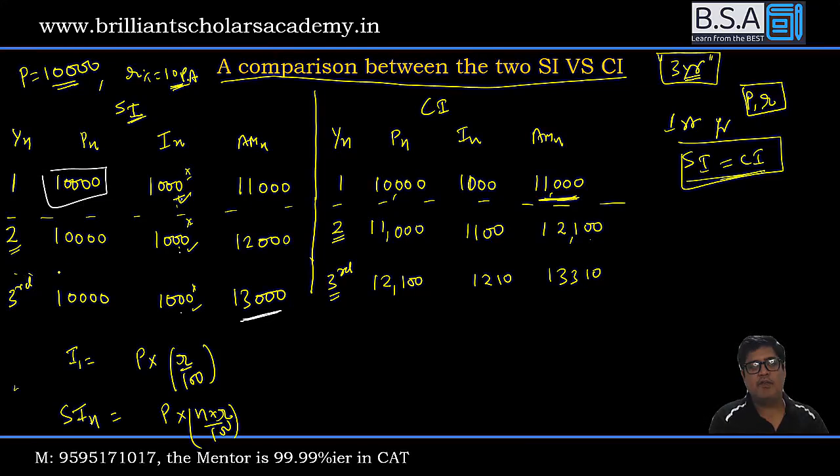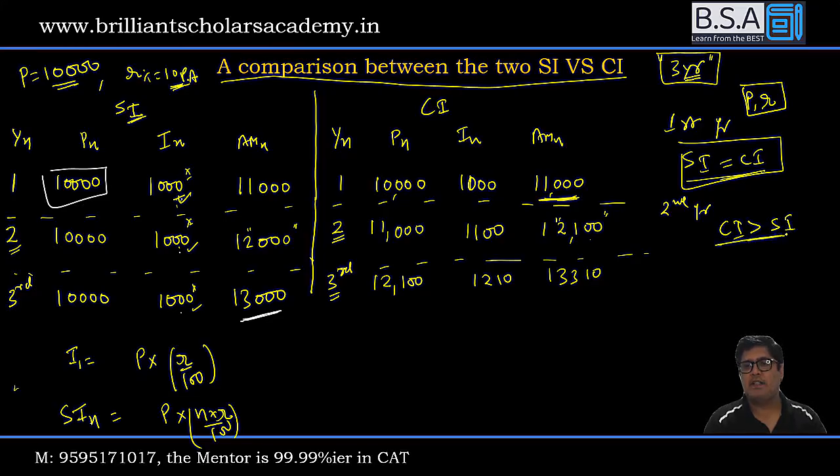You notice from the second year onwards, see, there is 2000 rupees interest earned and there is 2100 rupees interest earned in 2 years. So from the second year, compound interest becomes more than simple interest. Because the interest is more, the amount will also become more. Second year, third year, fourth year, the gap keeps on widening between SI and CI.